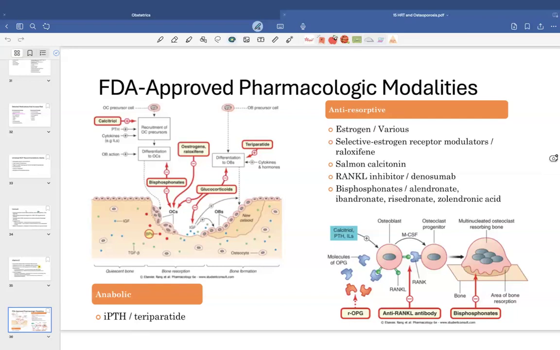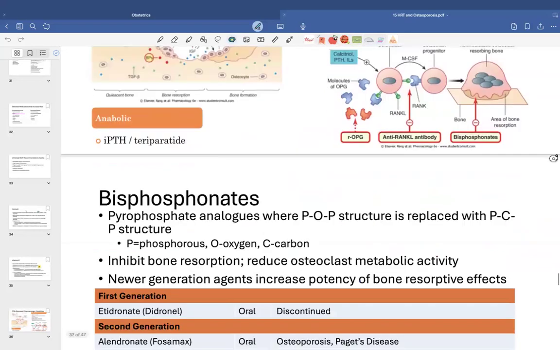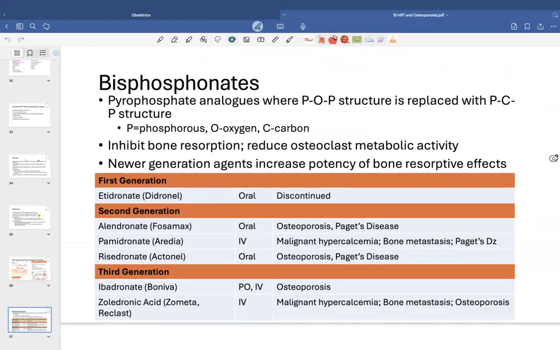These are diagrams that explain the various parts of bone turnover and hormonal and other signaling that takes place and where the drugs fall in, but I will explain as we go through the drugs. So we'll start with bisphosphonates again. Contemporary medicine, really one of our first line treatments for osteoporosis. So bisphosphonates are analogs of pyrophosphate, where the phosphate-oxygen-phosphate structure is replaced with phosphate-carbon-phosphate.